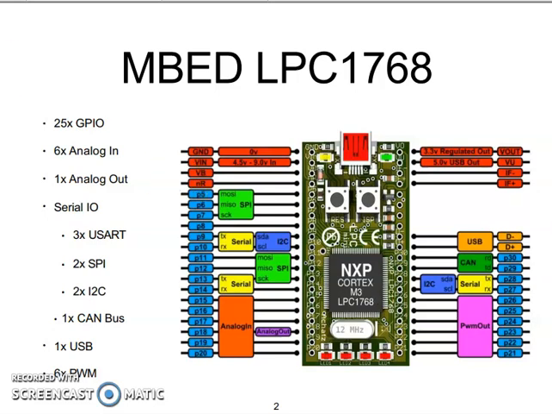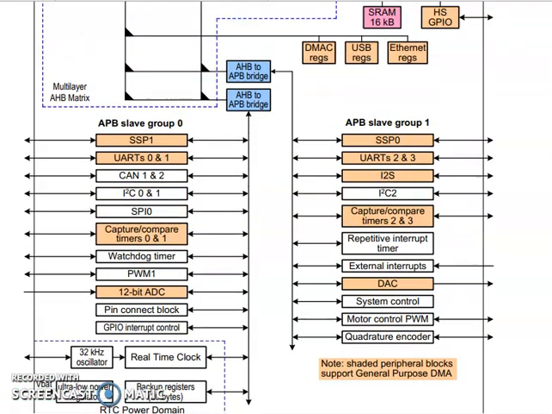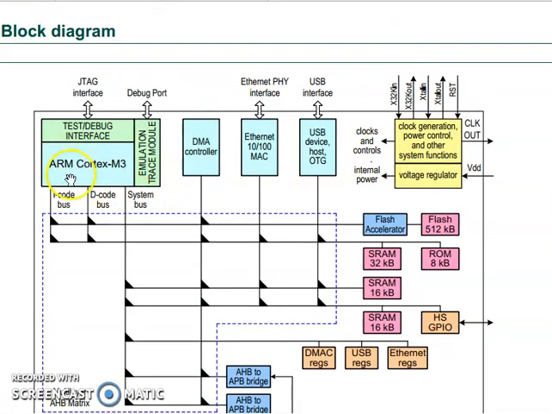This is where we can refer to the user manual. I already uploaded the user manual in our UTeM portal. You can see on page 12 the block diagram of the LPC1768. Inside we have all these blocks, and in one of the blocks we can see it has the ARM Cortex-M3 core inside. This is how we know that the LPC1768 has the ARM Cortex-M3 as its processor core.